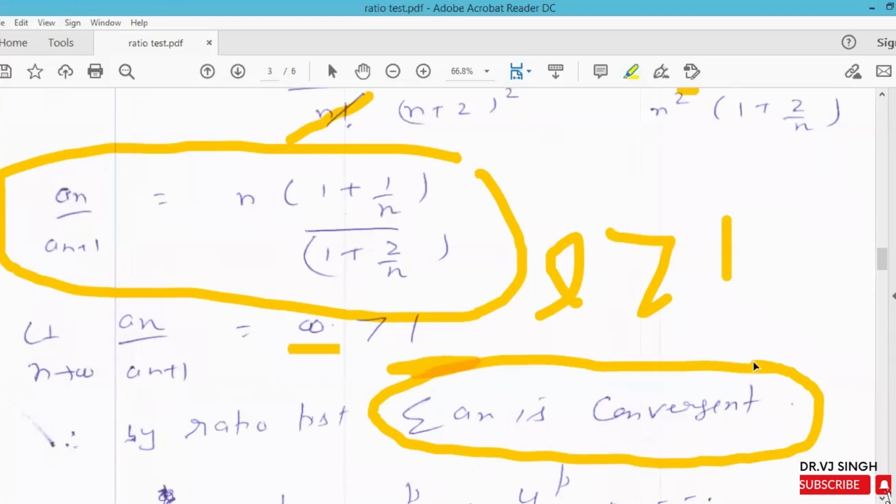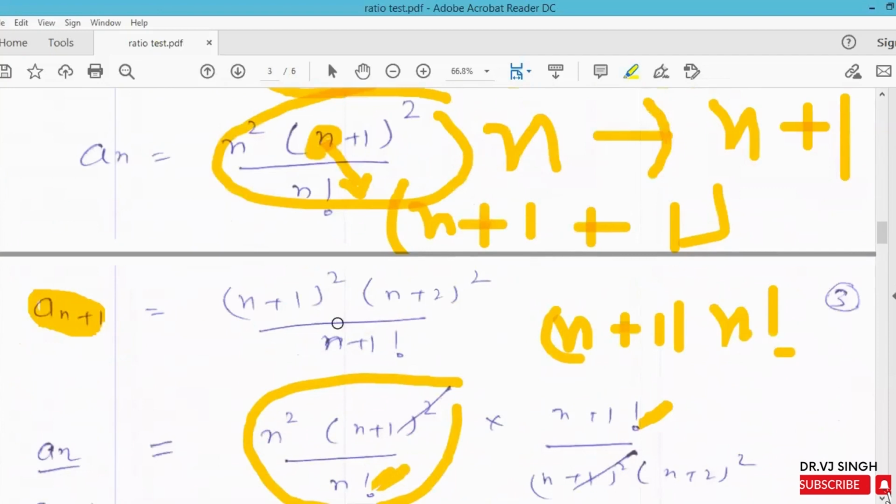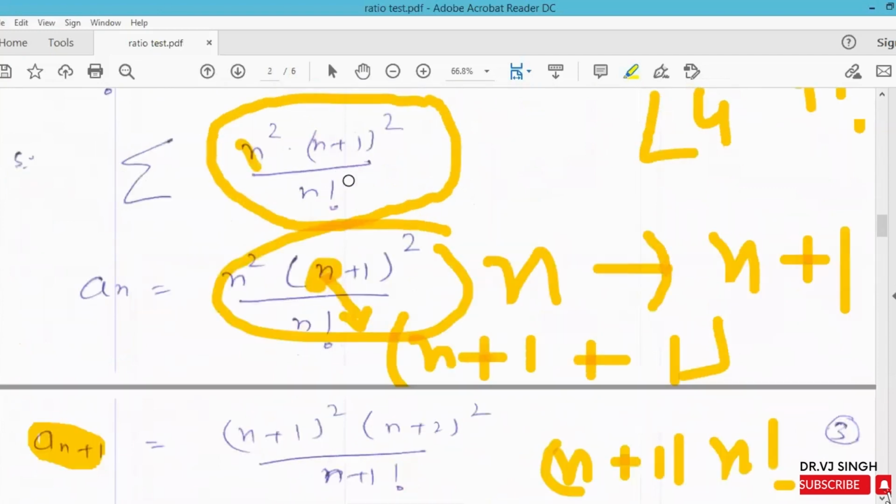Sir, in this we have an upon an plus 1. The first formula is different, and how to know from the question which test is applicable? I tell one thing only. If there is any factorial term given in the nth term, then avoid comparison test. Try another test, that is ratio test. The second test is ratio test.